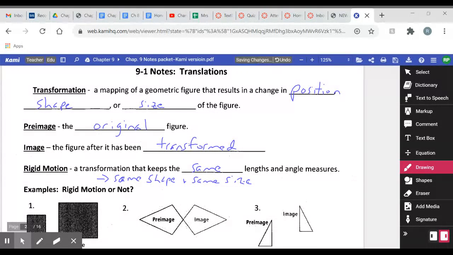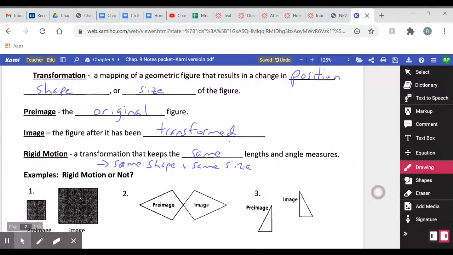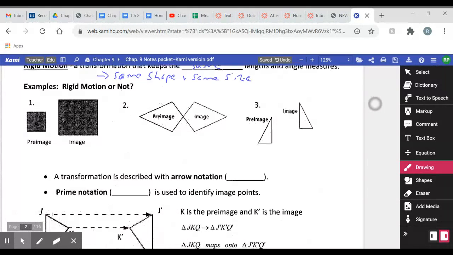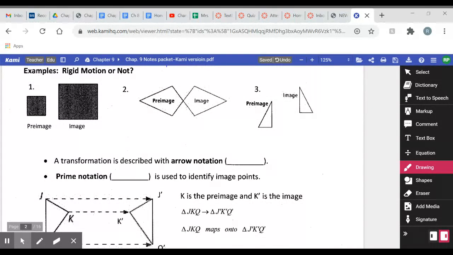All right. So if we look at a couple of examples, we need to decide if they are rigid motion or not. In this first one, we can see the pre-image, the original one, and the new one, the image, and we have to decide if that's rigid motion or not. And again, if it is rigid motion, it's staying the same shape and the same size. On number one, they are staying the same shape, but not the same size. So we would say these are not an example of rigid motion.